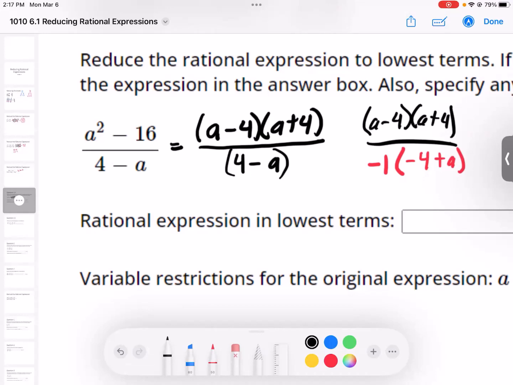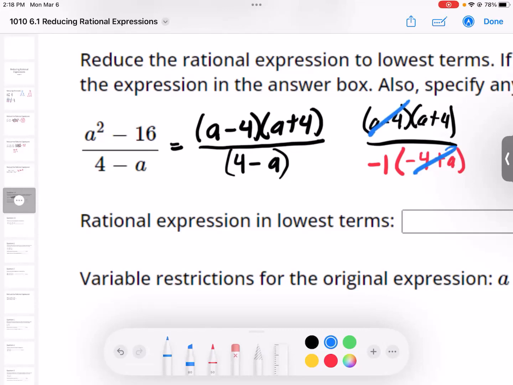So you know how you can factor anything out of a number? Like these two terms don't have anything in common, but they do have a 1 in common, right? And you could also say they have a negative 1 in common. So if I pull a negative 1 out of both of these, I would get negative 1 times negative 4 plus a. Because if I were to distribute the negative 1 to these two, I would end up with this, right? The reason why I would want to do this is because negative 4 plus a is the same as a minus 4. And that makes it so that I can cancel these two out.